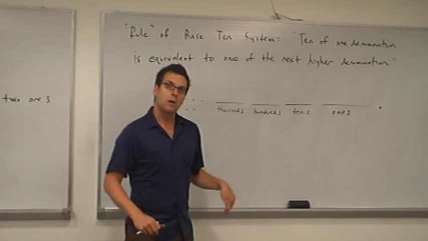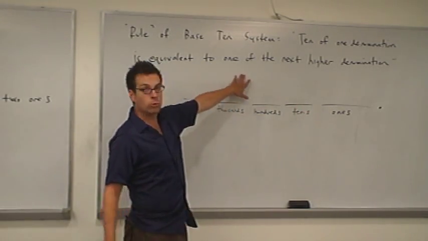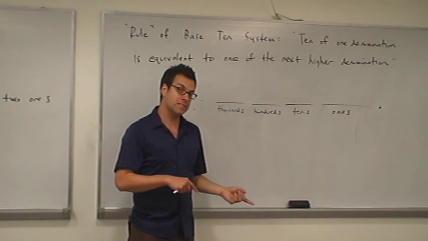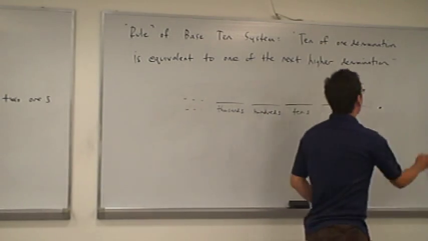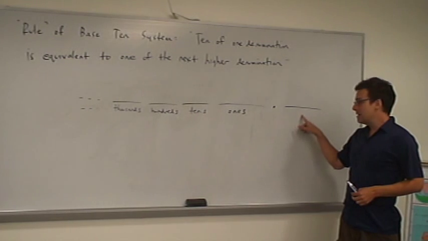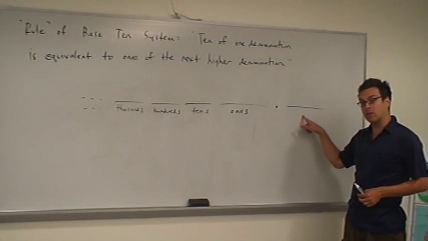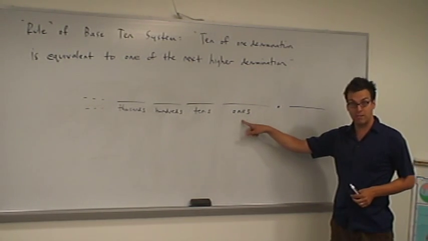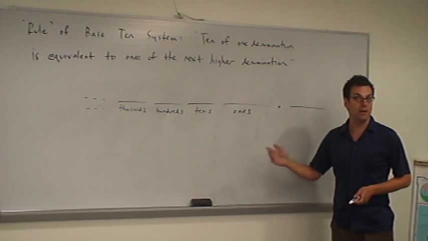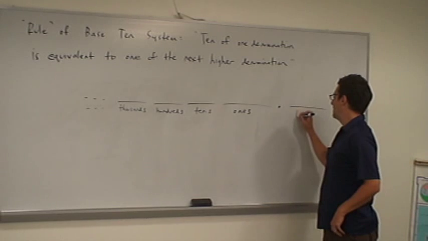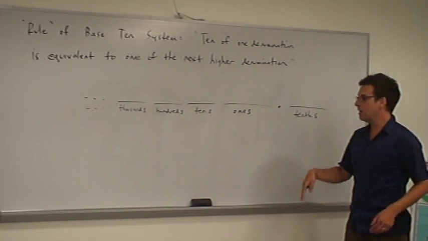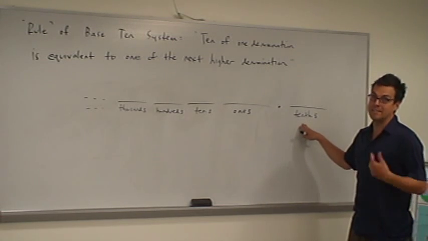But if we think about it according to our rule of base 10, that 10 of one denomination makes 1 of the next denomination, we can figure out what the first denomination would be past the decimal point, right? 10 of whatever this denomination is going to make 1 of this denomination, which is the ones. And once we learn a little fraction arithmetic, we will realize that 10 tenths is equivalent to the number 1. And therefore, this place is the tenths place.